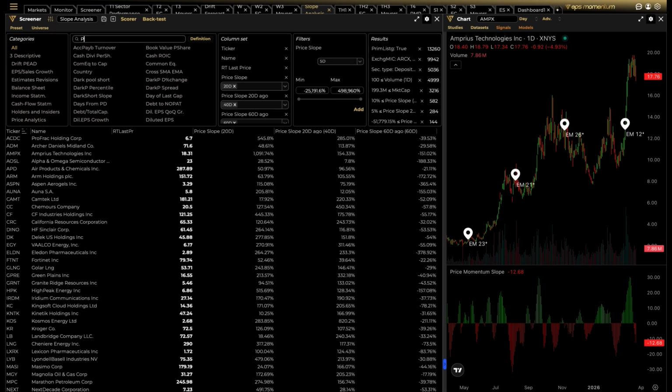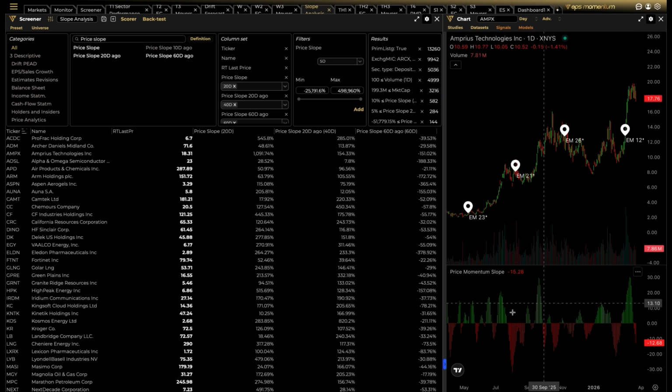The idea here is to understand not just direction, but acceleration, because a stock can be going up, but that doesn't mean the move is getting stronger. There are two main ways to look at this. First, using price slope across different time frames.